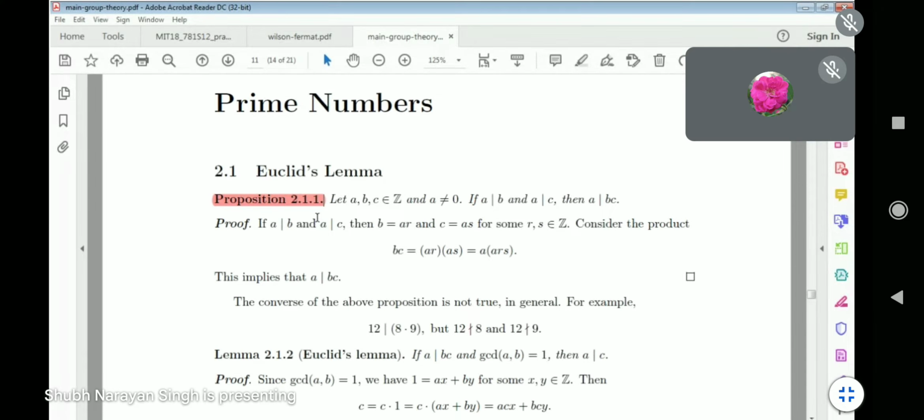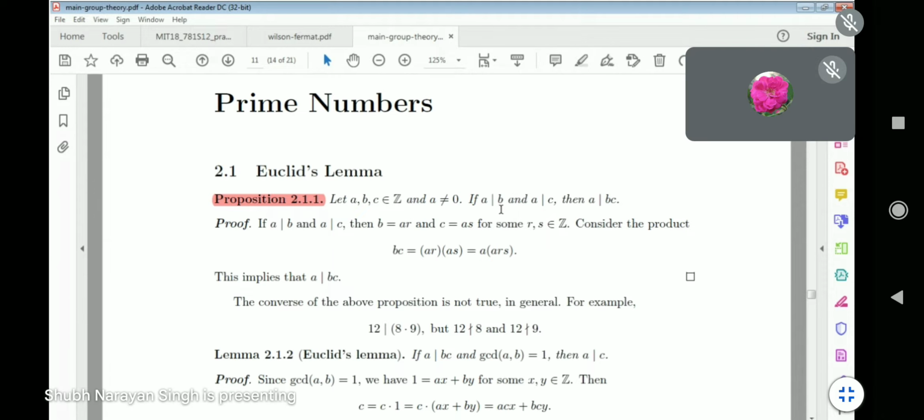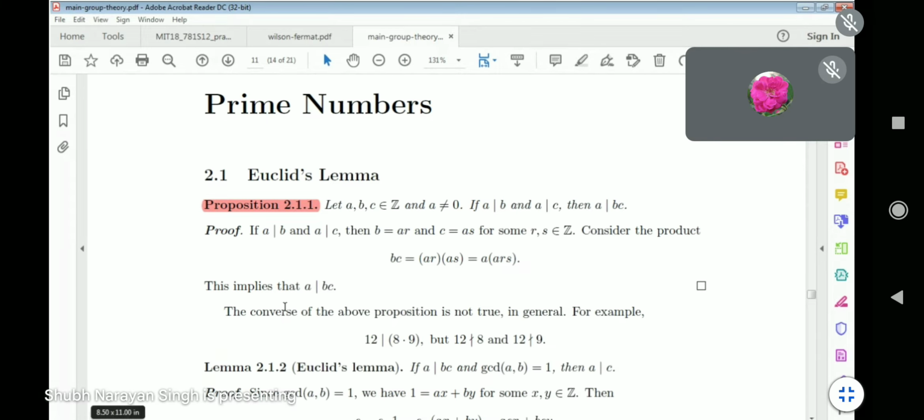And we say that suppose we have three integers and one of them is non-zero, say a. So we have three integers a, b, c, where the integer a is non-zero, and see what is the condition here. If it's a conditional statement, if a divides b and also a divides c, then we can conclude that in this case a divides the product of b and c. This is your result, and the proof is not so lengthy, just a two-line proof.